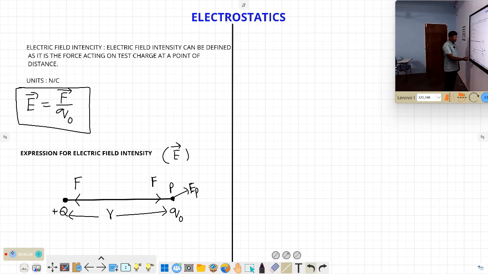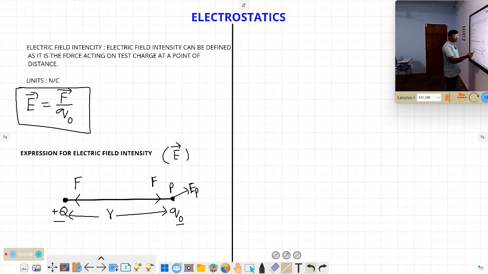Okay. Now the expression for the electric field intensity. Electric field intensity is a vector quantity. We are first writing the magnitude form of the equation. So here I have taken one source charge plus Q, and one test charge here. At a point P, I am finding the electric field intensity due to the source charge. To find the electric field intensity at this point, if there is a charge you can take it. If there is no charge, you have to imagine a test charge at that point, called Q naught. I have taken Q naught here.